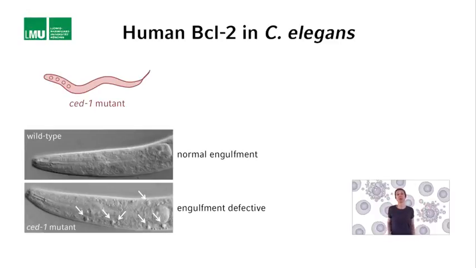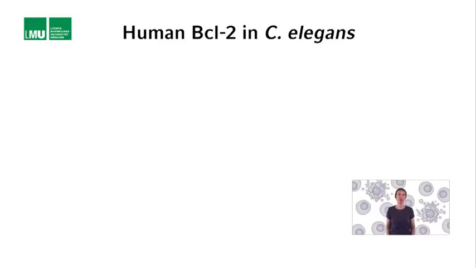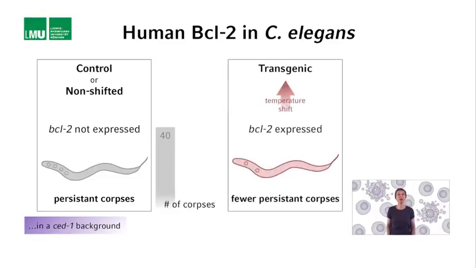And what David Rowe observed in transgenic animals, which he had shifted to a higher temperature to induce BCL2 expression, is a significant reduction in the number of persistent apoptotic corpses. In animals that carried a control plasmid, or in animals that were not shifted to the higher temperature, he found on average 40 apoptotic corpses. However, in the animals that carried the BCL2 plasmid and that were shifted to the higher temperature, he found on average only 16 apoptotic corpses, less than half the number.